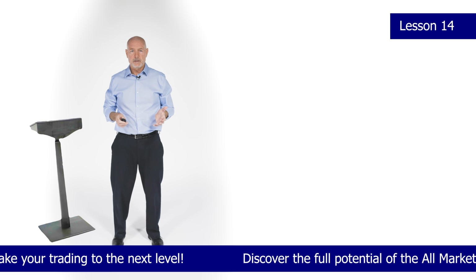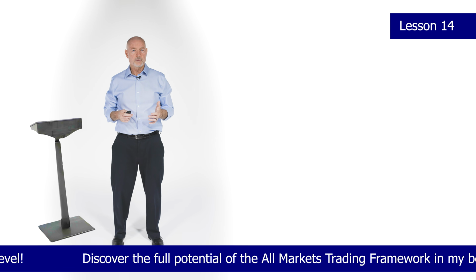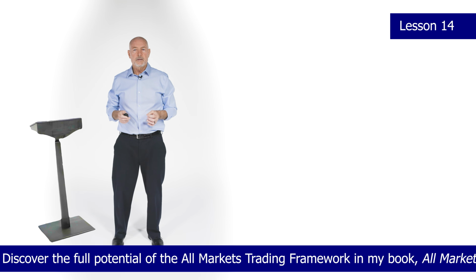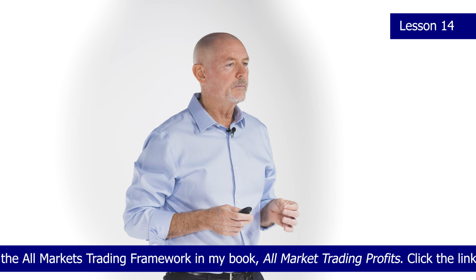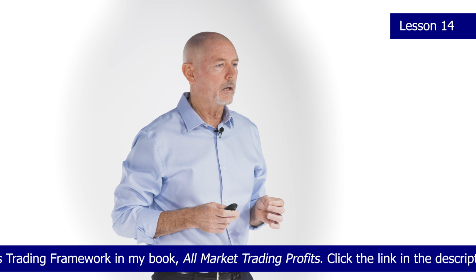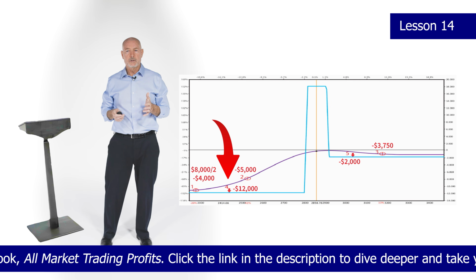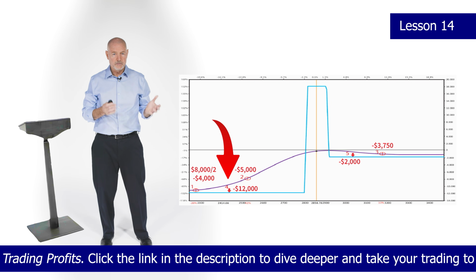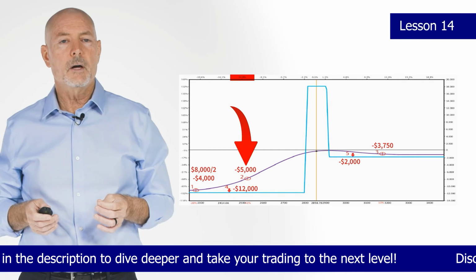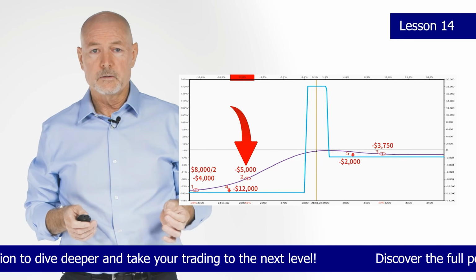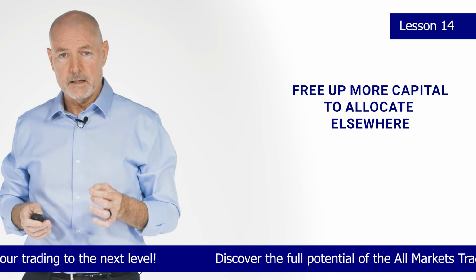So how do you calculate these margins? Portfolio and span margin use a more complex approach than Reg T. They factor in the overall risk across a range of scenarios. Let's break it down using an unbalanced iron condor as an example. Imagine regular margin requires $12,000 to hold this position. By using portfolio or span margin, you might only need $5,000. So that's a huge difference, freeing up more capital to allocate elsewhere.